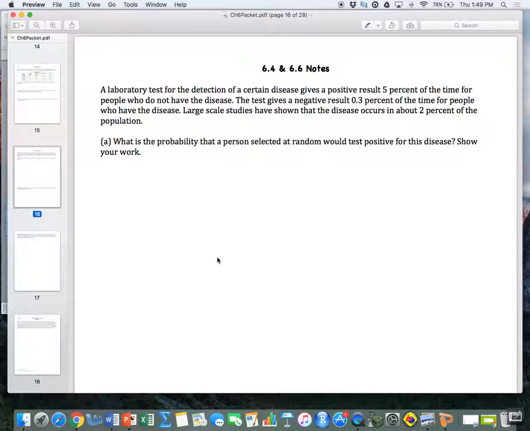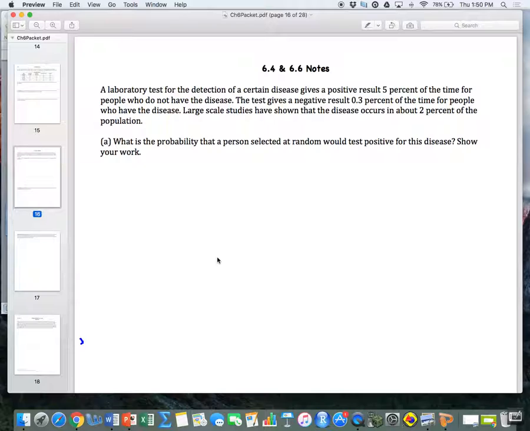So it says a lab test for the detection of a certain disease gives a positive result 5% of the time for people who do not have the disease. The test gives a negative result 0.3% of the time for people who do have the disease. Large-scale studies have shown that the disease occurs in about 2% of the population. So the question is, what is the probability that a person selected at random would test positive for the disease?